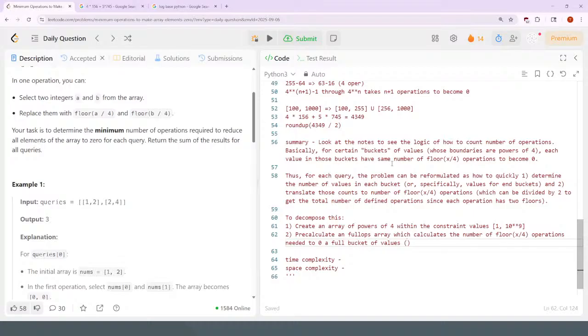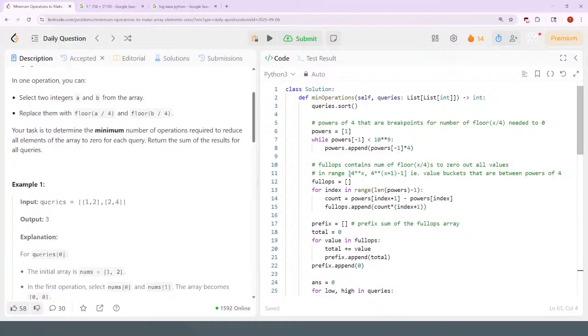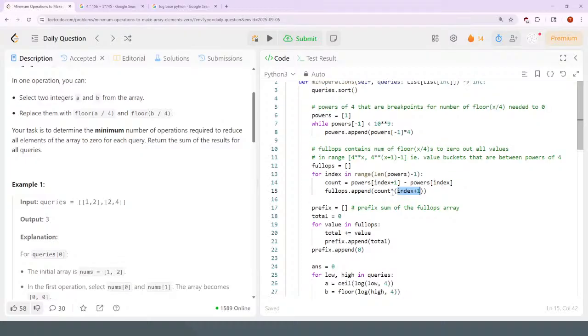So, for example, how many ops to zero a bucket that is, say, between 16 and 255. So that is this thing right here. For each bucket, there's going to be a number of values in that bucket, and then the number of values in the bucket needs to be multiplied by the number of operations that each value would be required to get to 0, the number of floor divided by 4 operations.